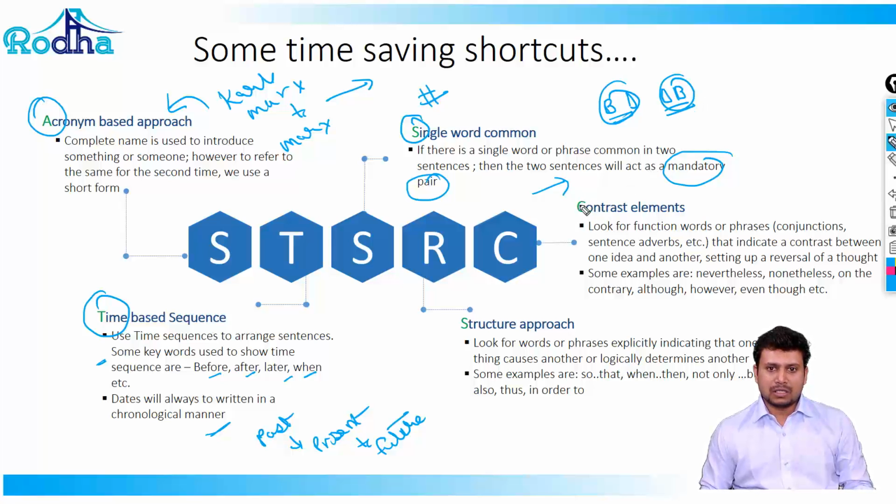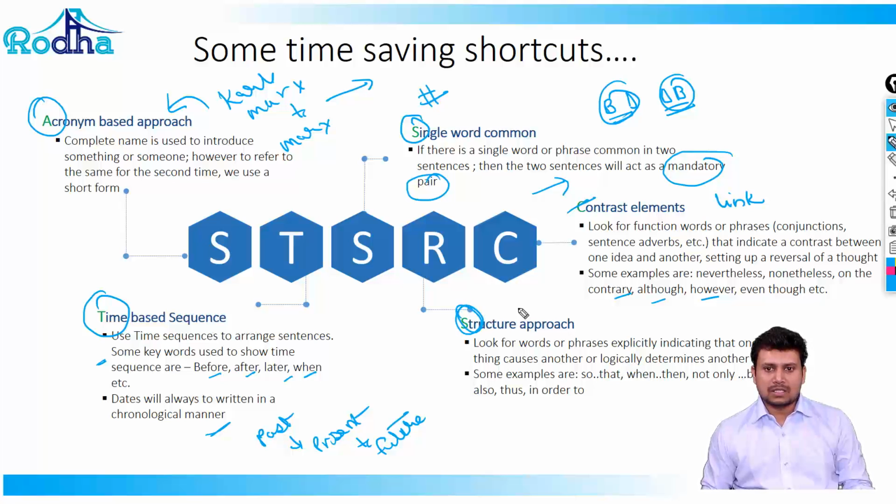The fourth category of shortcut is what is called look at the contrast elements, and this is very similar to what we have done in understanding the transition words. Look at words like nevertheless, nonetheless, contrary, although, however. These indicate contrast. These indicate different ideas. These indicate ideas where there is a change happening, and these also help you to find out the link between contrasting elements and better eliminate options.